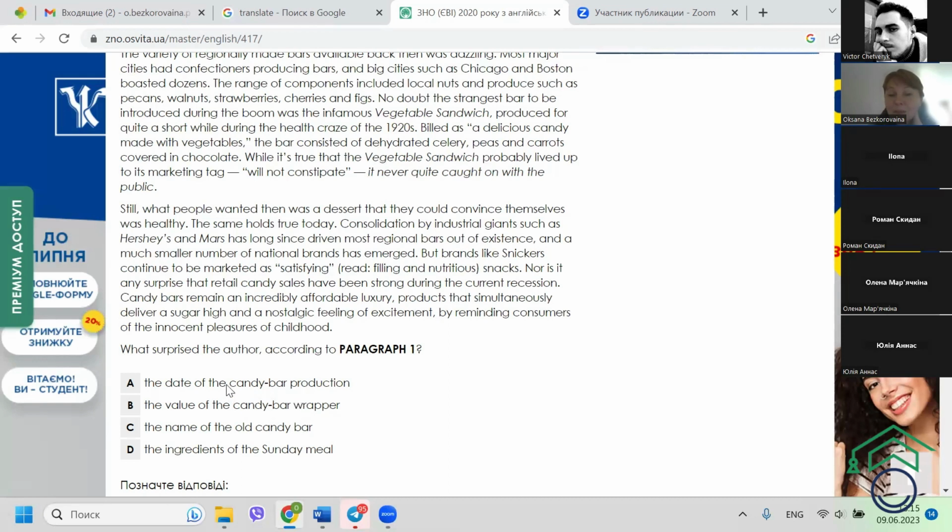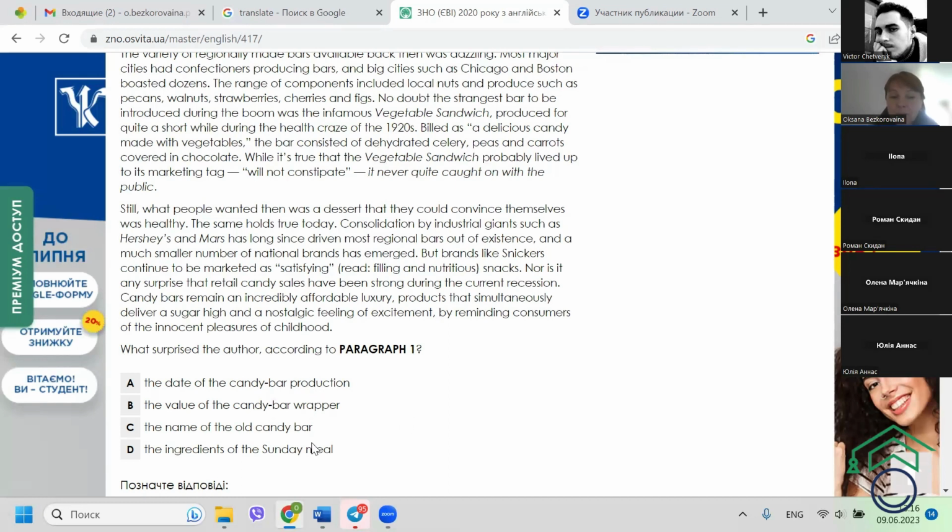The value of the candy bar wrapper. Candy bar – це цукерка, да? Такий батончик. The value of the candy bar wrapper. What is that value and wrapper? Упаковка, ні? Молодець, Рома. Wrapper – упаковка. To wrap – загортати. Да? А value – це? Ціна чи варіант, щось таке. Правильно. Скільки коштує? The value of the candy bar wrapper.